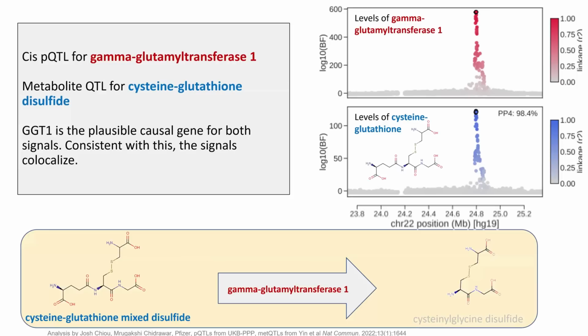So for that protein, we would say that the cognate gene for that protein is GGT1. For that enzymatic reaction, we would say the likely effector gene is also GGT1 because it encodes a protein that carries out that reaction. So in this case, from the pQTL, we say the likely causal gene is GGT1, and for the metabolite QTL, we say it's also likely to be GGT1.